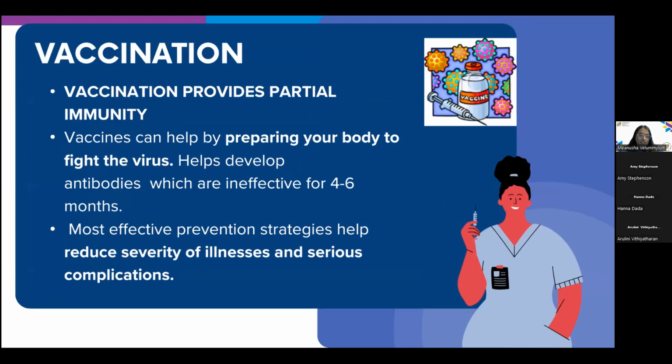So vaccination. We know that vaccination can provide partial immunity. Vaccines do help us by preparing our body to fight the virus. What they do is help develop antibodies, which are ineffective for the first 4 to 6 months. Most effective prevention strategies help reduce the severity of illnesses and serious complications.